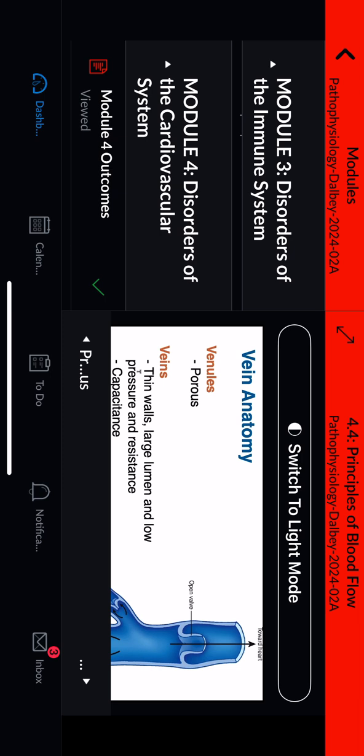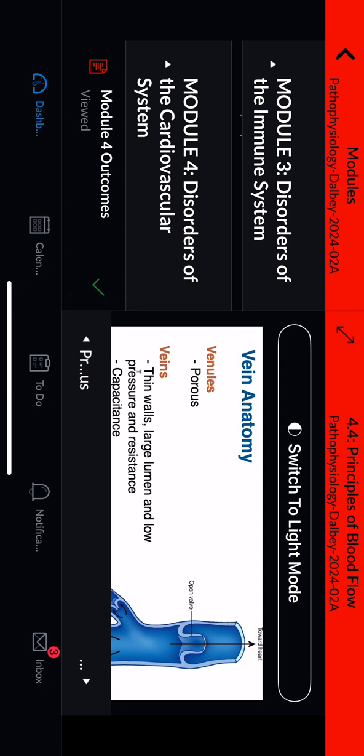The thin tunica media and thick tunica externa, with a lot of collagen and a lot of elastic, allows the veins to store blood. They're also called capacitance vessels or blood reservoirs. About 65% of the blood supply can be found in the veins at any given time.